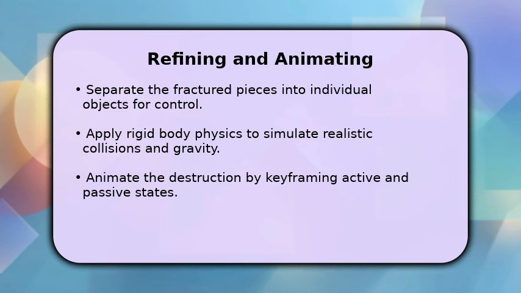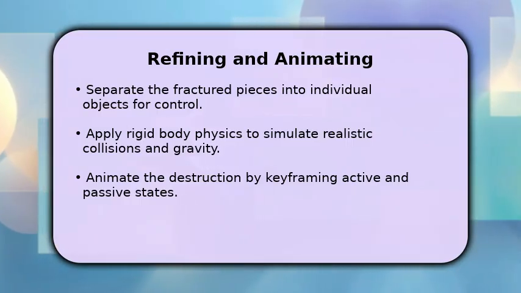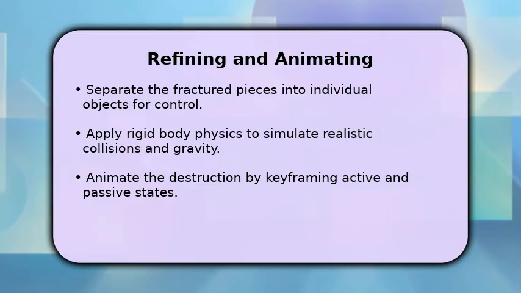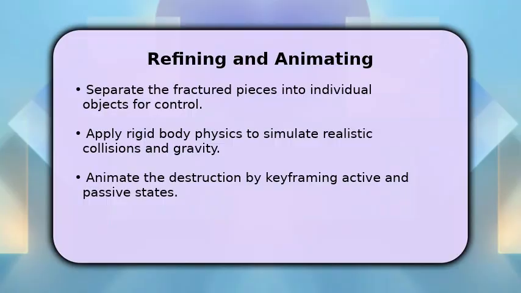It is often helpful to separate these into distinct objects for easier manipulation. Next, apply rigid body physics to these fragments, setting them as active to react to forces like gravity and collisions. You can then animate their destruction by keyframing their active or passive states, creating compelling and dynamic visual effects for your scene with precision.